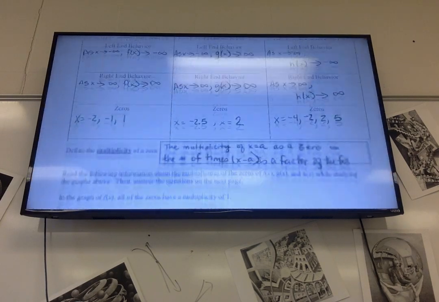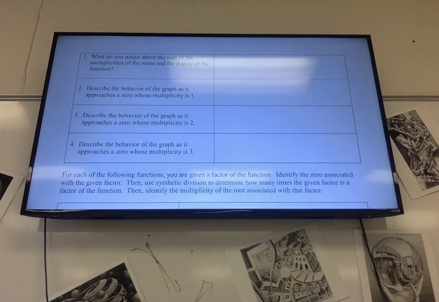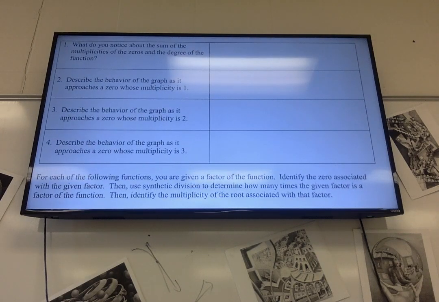Okay, so if we flip over on the back, we're going to see if we can figure out some things. Now, do we know what the degree of a function is? Remember? What power is that? Yeah, the highest power. So, like, if it's a quadratic, the degree is 2, because the highest power is 2.